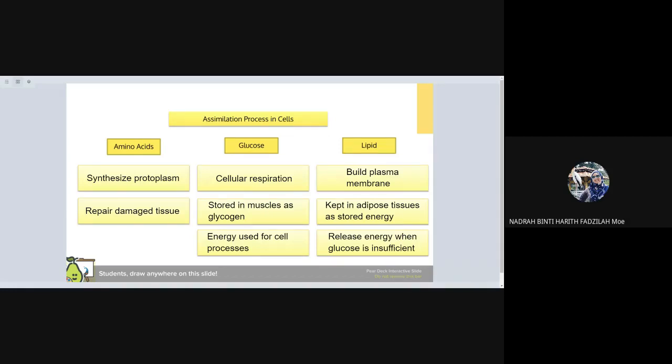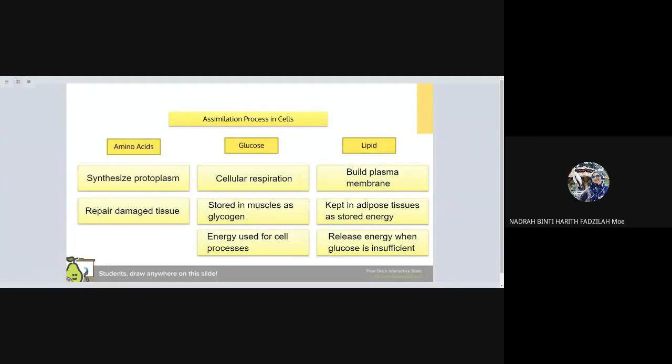And also, when we talk about mitosis and meiosis before this, we also talk about the cell cycle, kan? Where there is a growth phase, there is a phase where the cell increases the number of cellular components. So these processes require amino acids.